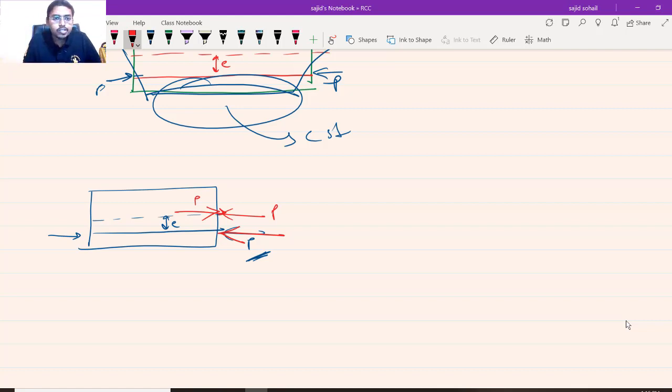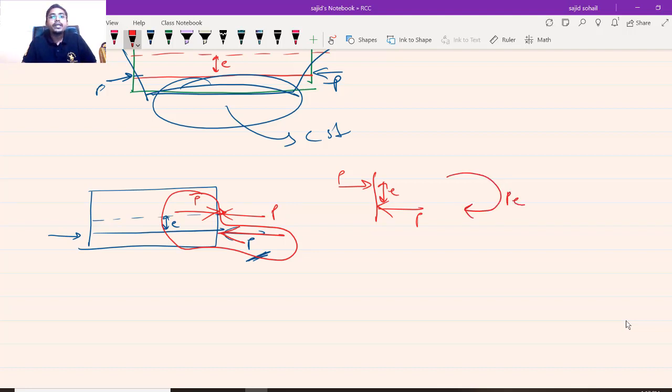But now see these two things. It is nothing but a couple. You can clearly see it is nothing but a couple. And this distance is E. So what is the moment? How can you represent this? You can represent it as a couple PE, as a moment PE. So what I have done? Now I have successfully shifted this force from the bottom to above here, and there is a certain moment being induced, which is PE. Okay, direction is very important.